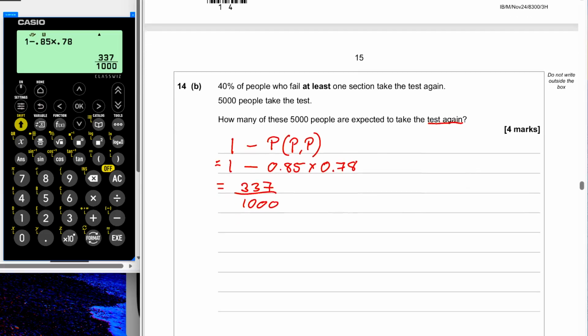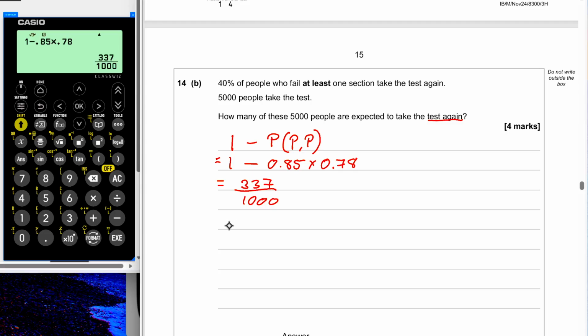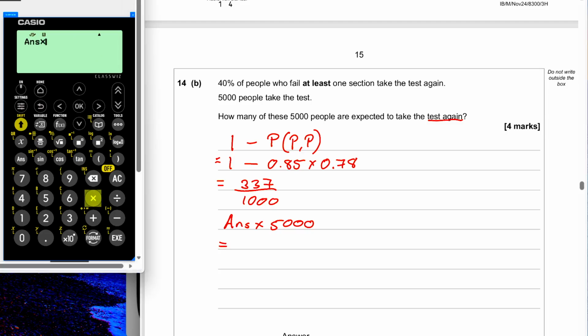So we want to do that times by 5,000. So I'm just going to do my last answer times by 5,000. So we would expect 1,685. And that is the number that will fail at least one of the tests.